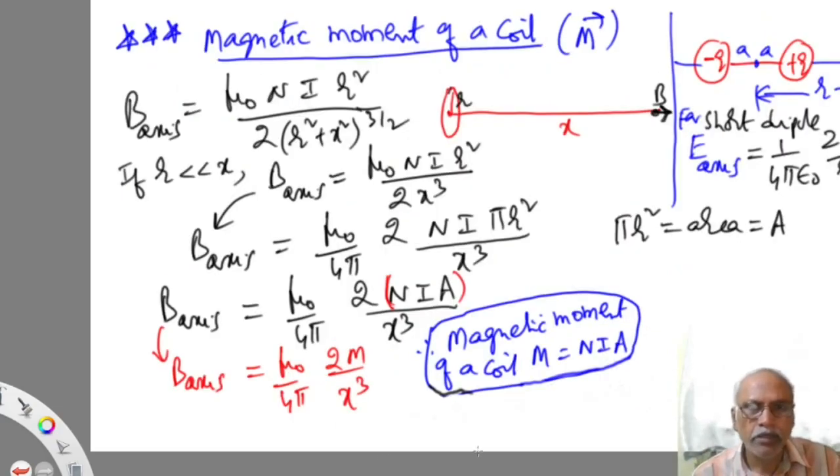This we did. And then we did the magnetic moment of a coil. Magnetic moment of a coil M is equal to NIA. This is a very important relation. I put a star mark here, that means it is so important. Magnetic moment of a coil M is equal to NIA.